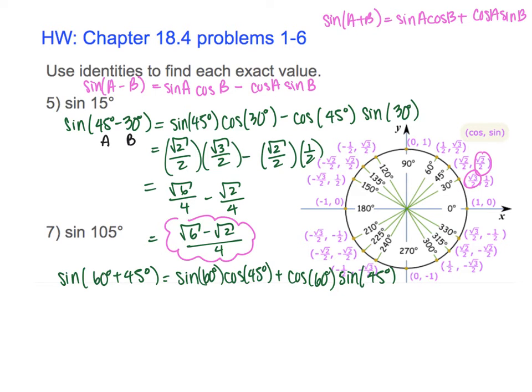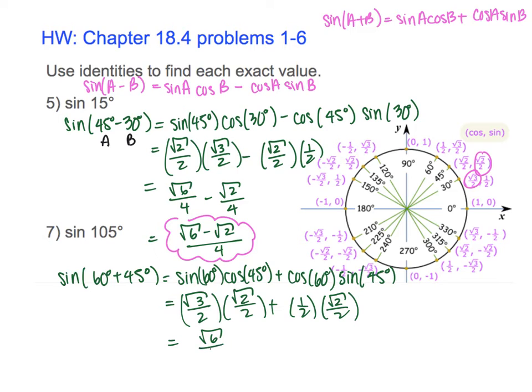And so in this case, sine of 60 degrees is square root of 3 over 2 times cosine of 45, which is square root of 2 over 2, plus cosine of 60, which is 1/2, times sine of 45, which is square root of 2 over 2. And if you multiply straight across, this is the square root of 6 over 4 plus the square root of 2 over 4, which is added together to be the square root of 6 plus the square root of 2 over 4. And this here would be my final answer.